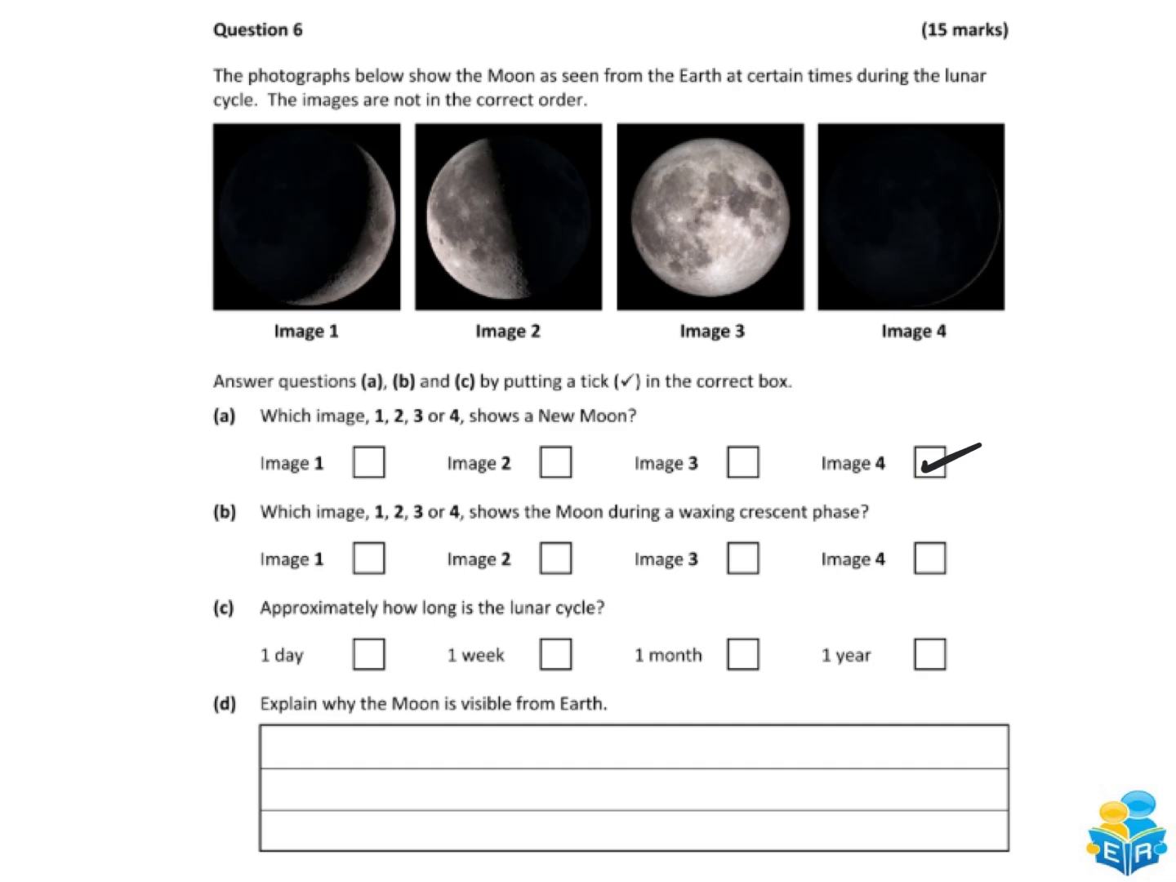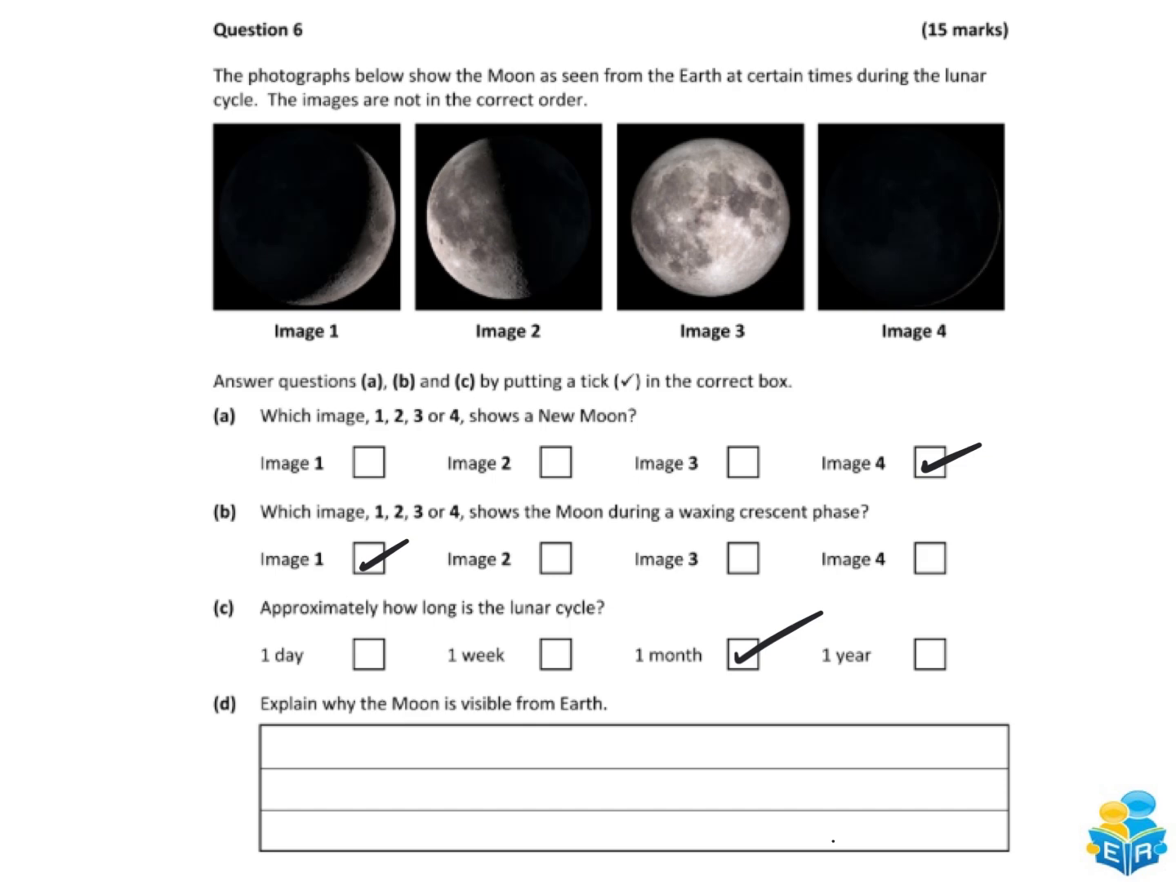Which image, 1, 2, 3, or 4, shows a moon during a waxing crescent phase? So crescent phase is where less than half of it is lit. So that would point towards this one here. A waxing phase is where it's getting brighter from the right hand side. It actually meets that criteria there as well. So that's image 1. Approximately how long is the lunar cycle? That's roughly 1 month, between 27 and 29 days.